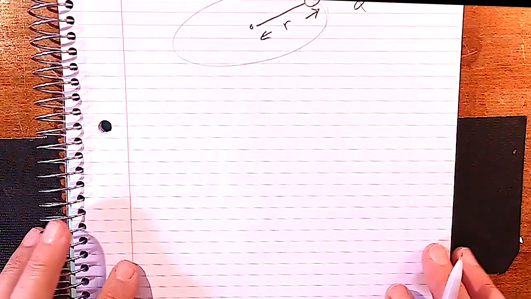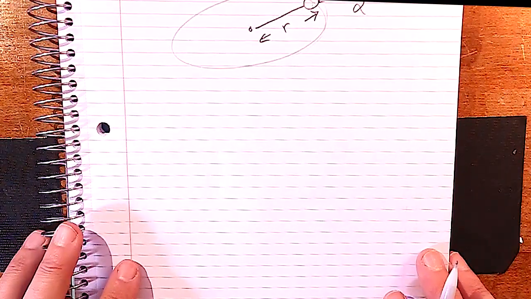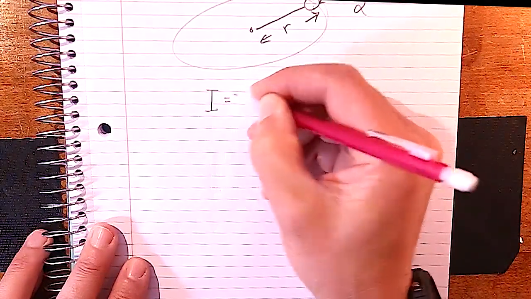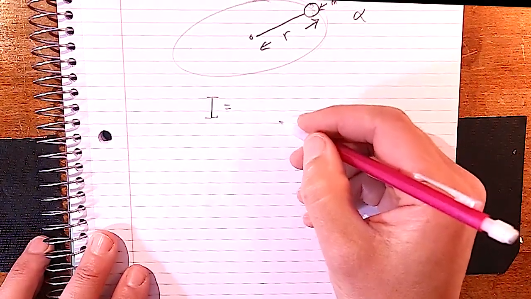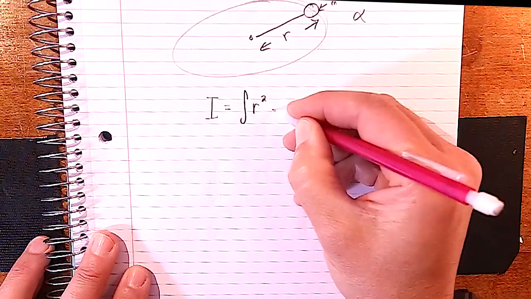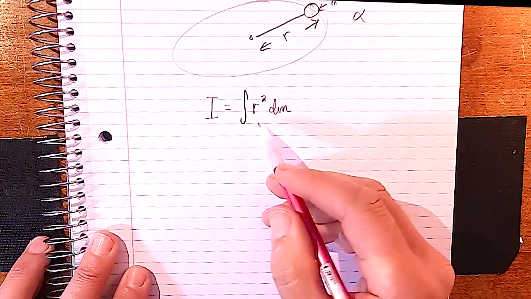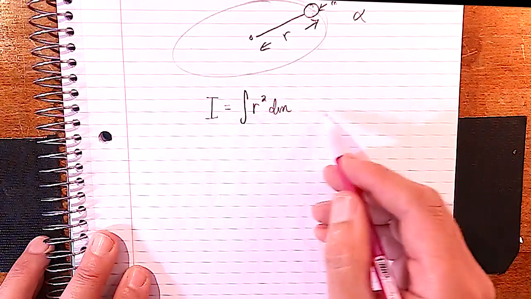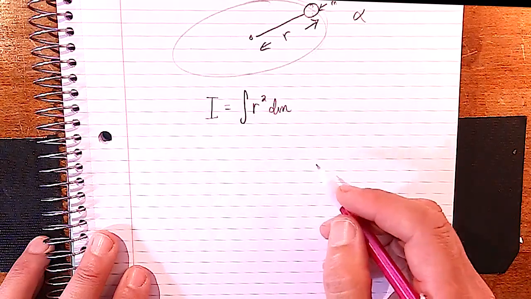Now, what if we want to do this for something other than a point particle? Well, then we have to set this up as an integral. And so that's going to be I is equal to the integral of r squared dm. So we're doing this for r at all the little tiny masses that are spread out along that r.